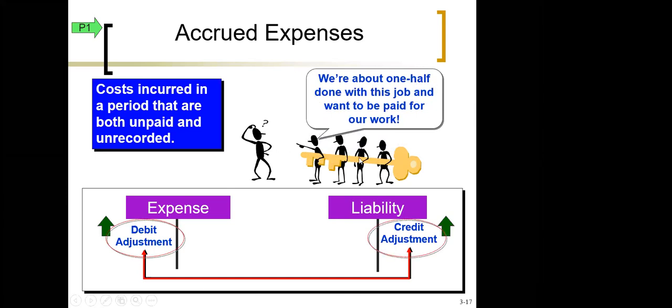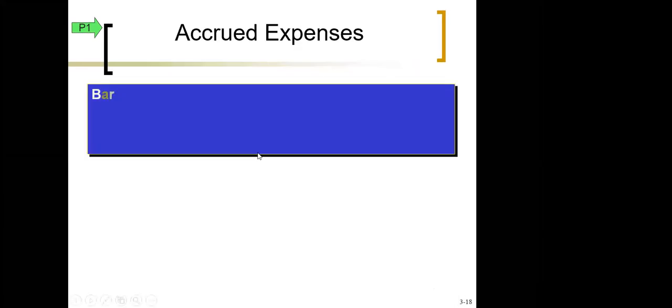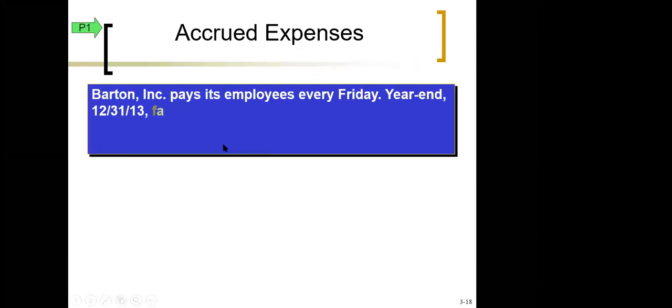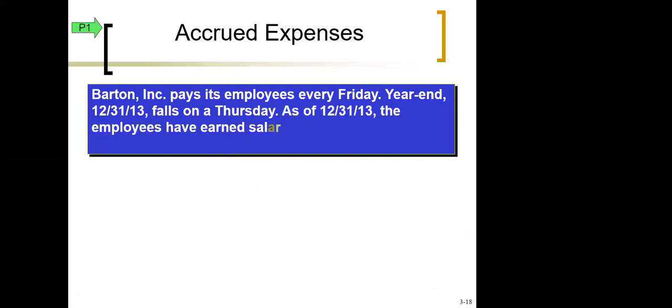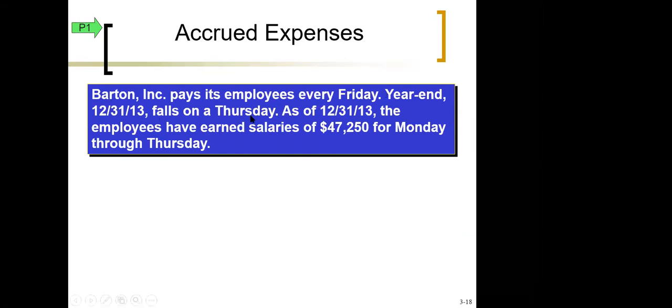So this employee is saying we're half done with our job, but we want to be paid. So salaries are going to be paid usually on a Friday, and this is a common example. If you pay on the Friday, but the year end falls on Thursday, so you need to punch, like really, if you're doing by hourly, the employees get a new record on a Friday, completely new because it's starting the next year. So the employees have earned salaries of $47,250 from Monday through Thursday.